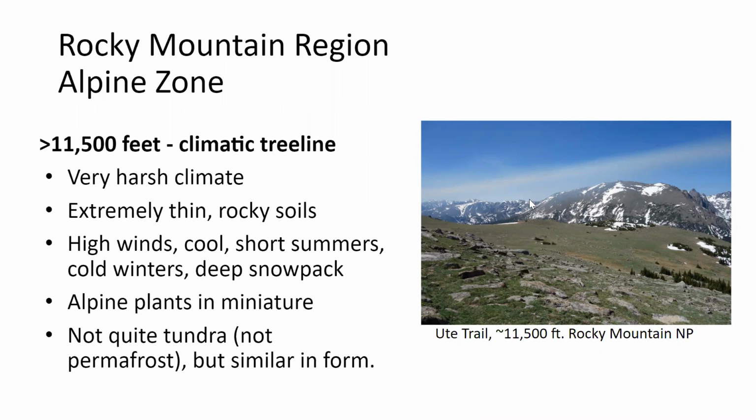An important point here is that these alpine meadows are not the same thing as tundra. The primary reason is tundra includes permafrost. So these sites look quite a lot like the alpine tundra, and we call it alpine and the alpine zone, but there's no permafrost here, so we can't call it tundra.